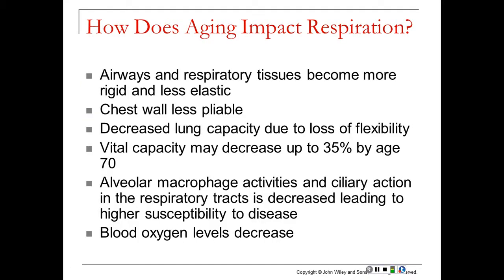So lastly, let's talk about aging and how aging impacts this body system, our respiratory system. Airways, elastic, and respiratory tissues are going to become more rigid and less elastic. And that's just because of the natural breakdown of all of our connective tissues over time. The chest wall becomes less pliable. There's a decreased lung capacity because of that loss of flexibility. Your vital capacity could actually decrease up to 35% by age 70.